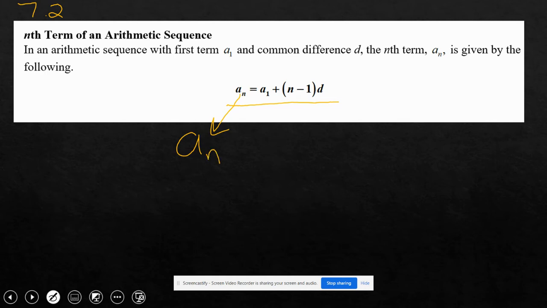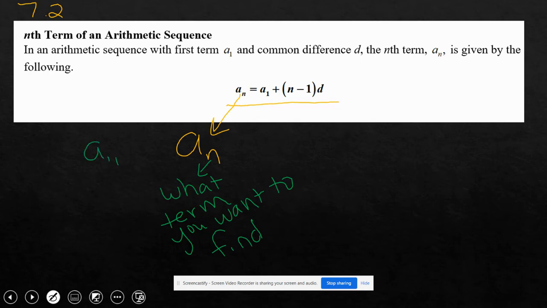The a sub n means what term you want to find. So if you want to find the 11th term, that would be a sub 11. If you want to find the 9th term, then it'd be a sub 9. If you want to find the 202nd term, then that would be a sub 202.